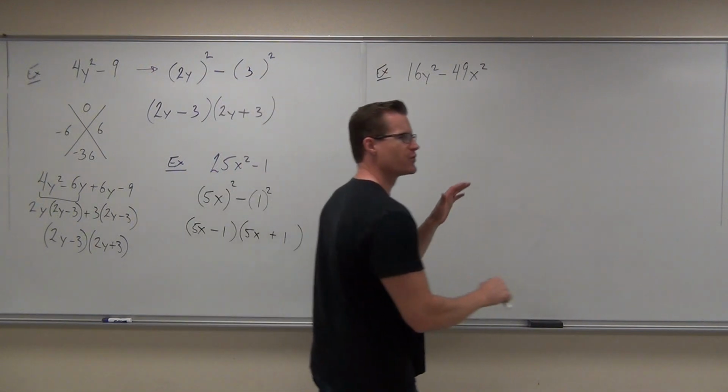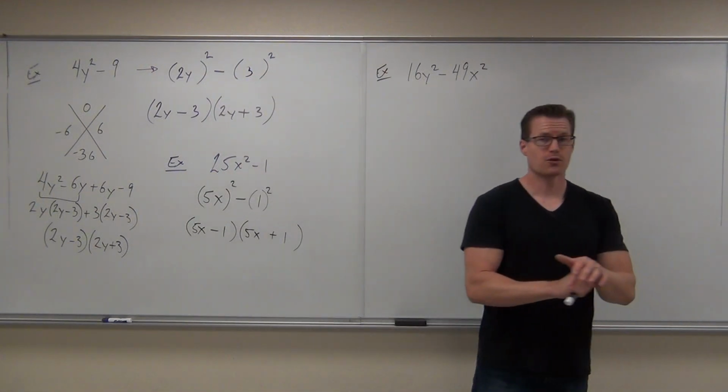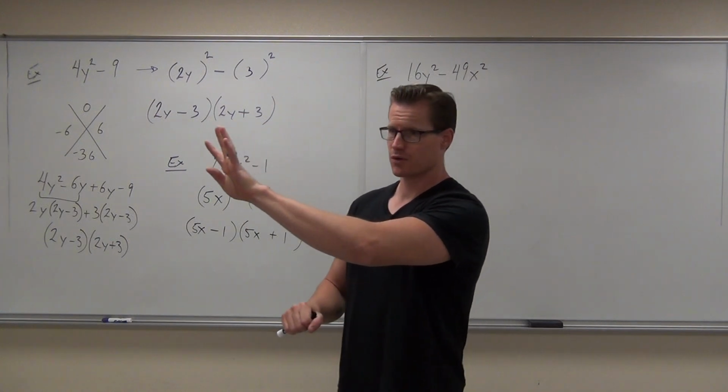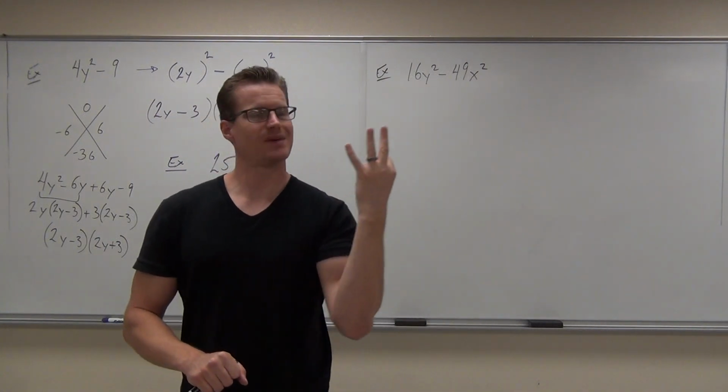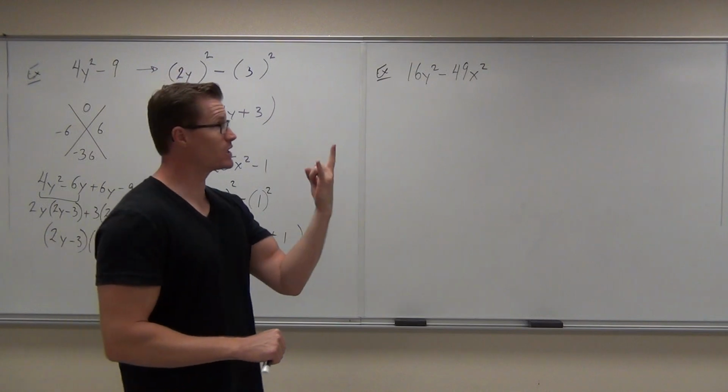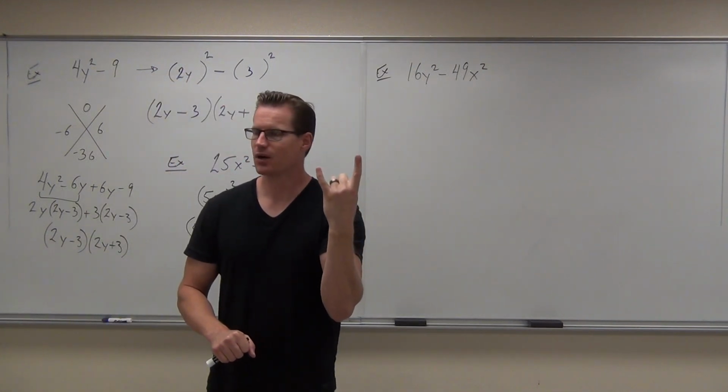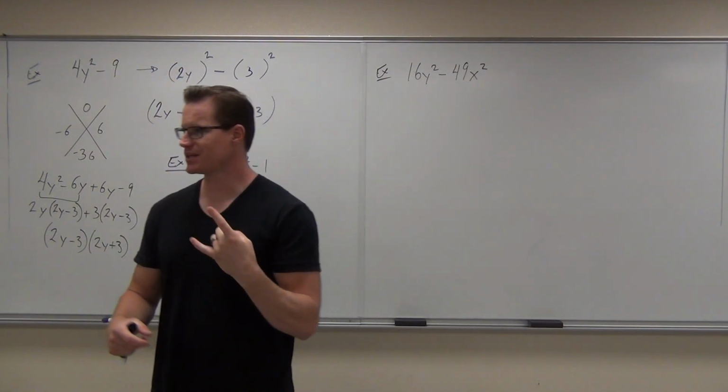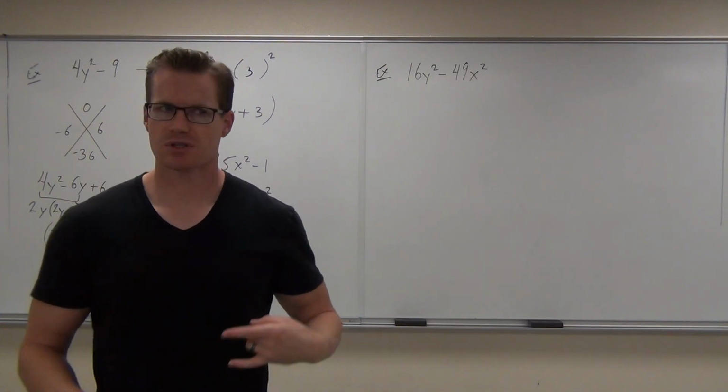Next, we count the number of terms. How many terms have we got? Two. For 4 terms, we use? Grouping. For 3 terms, we use? The diamond method. For 2 terms, we could use a diamond method. We're not going to, though. We're going to check to see if it's a difference of squares first.